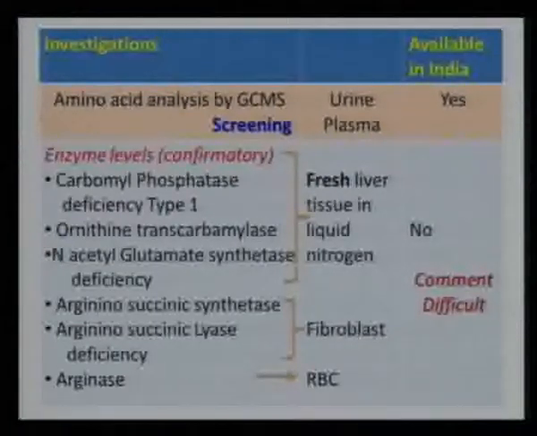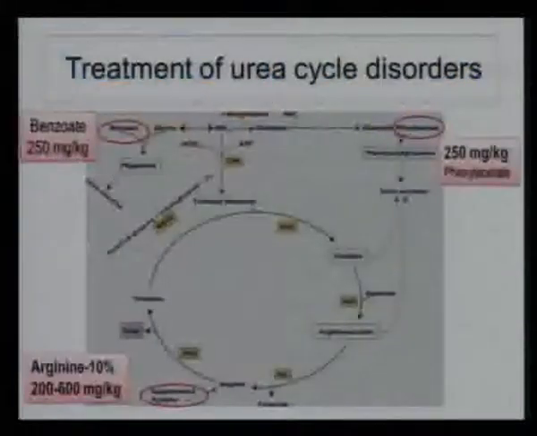And what are the tissues which are required? Fresh liver tissue, liquid nitrogen, fibroblasts, RBC for different kinds of urea cycle defects. And we have treatment available for some of these defects: benzoate, arginine, depending upon how you identify, phenylacetate, and then of course liver transplantation.